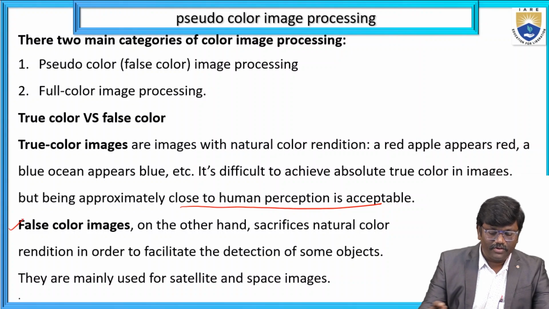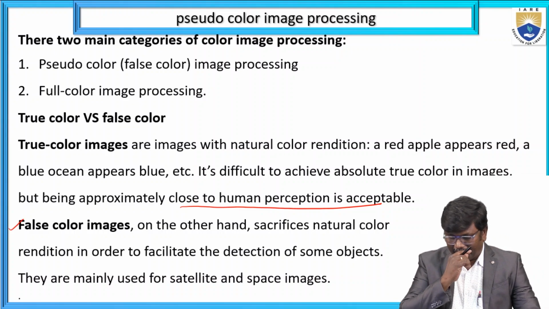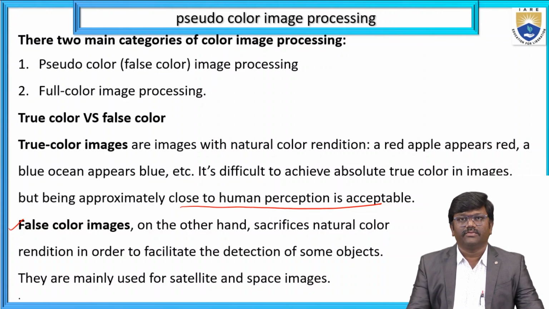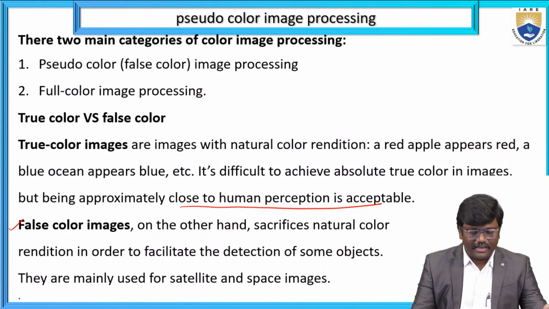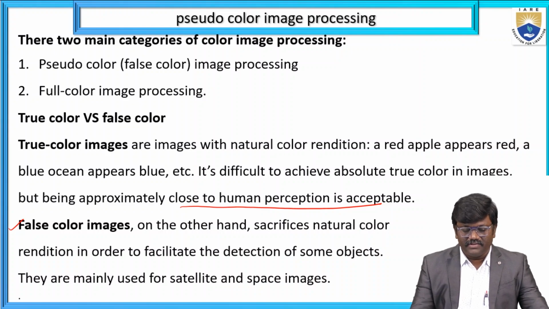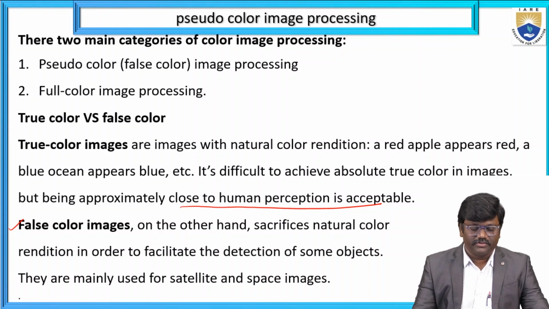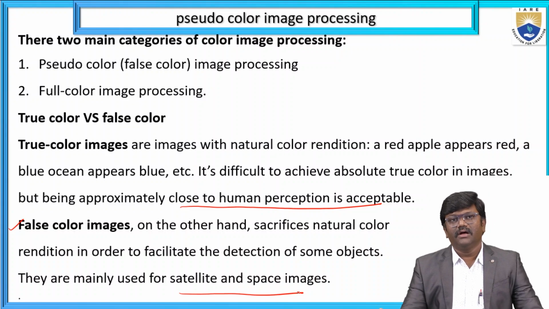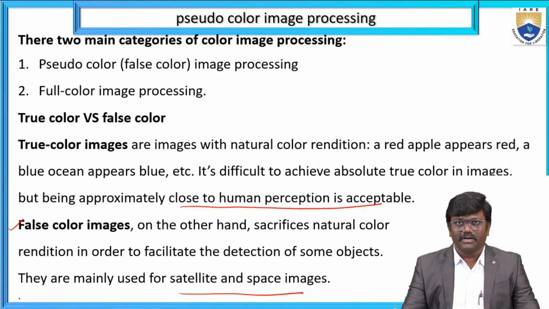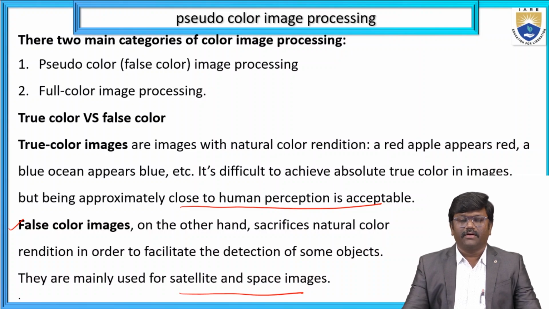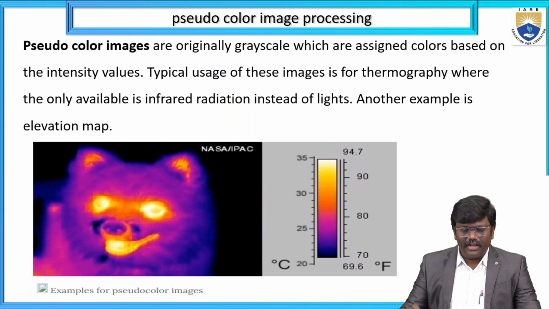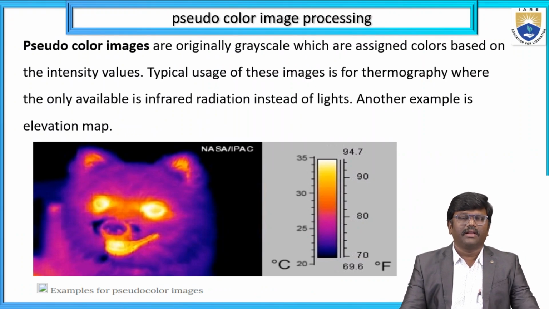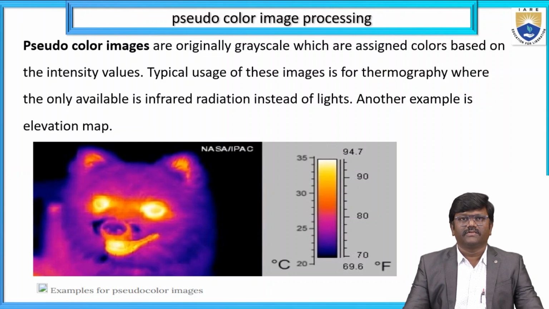Whereas false color images, on the other hand, sacrifice natural color rendition in order to facilitate the detection of some objects. They are mainly used for satellite and space images. Satellite and space. So this is the major difference between the two categories of color image processing, in terms of true color versus false color. We are going to see in detail later. Right now we are going to define pseudo color image processing.